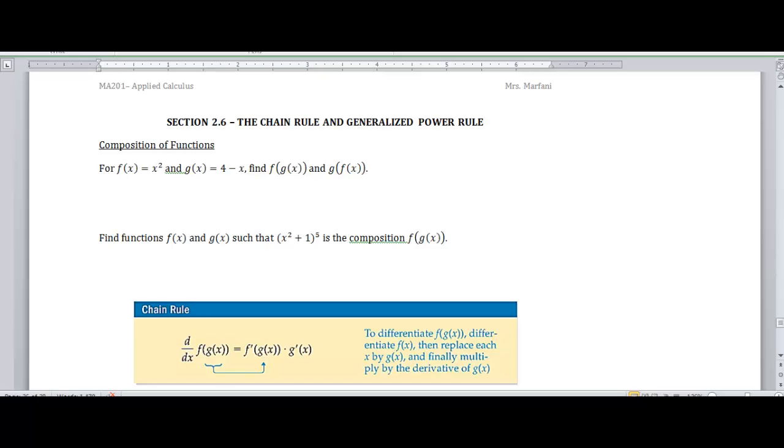Hello, let's go on to section 2.6, which is the chain rule and the generalized power rule. First thing we want to look at is composition of functions.